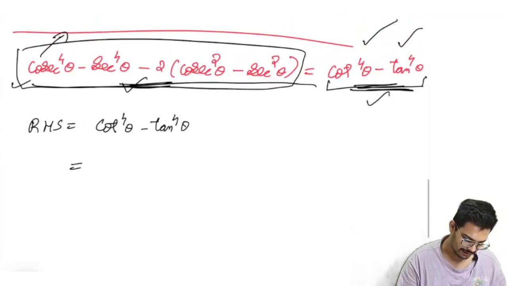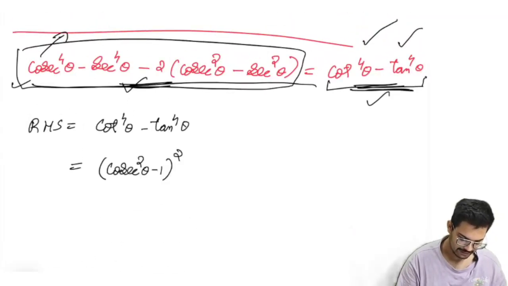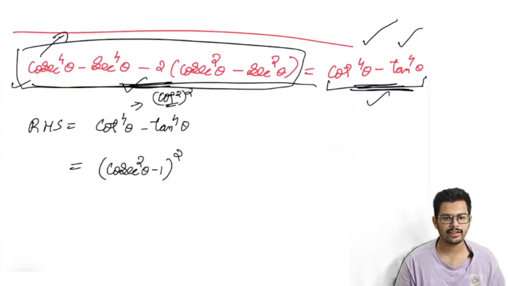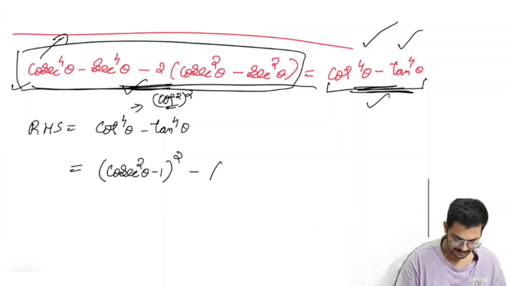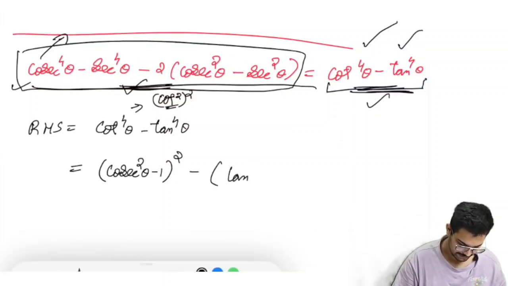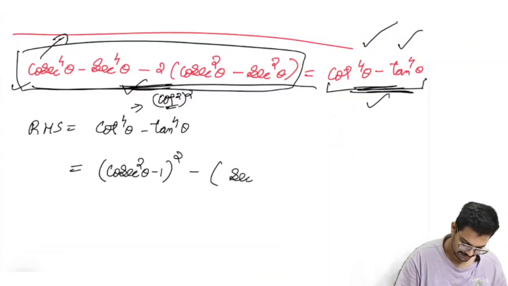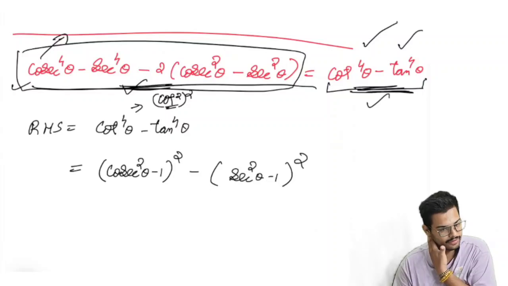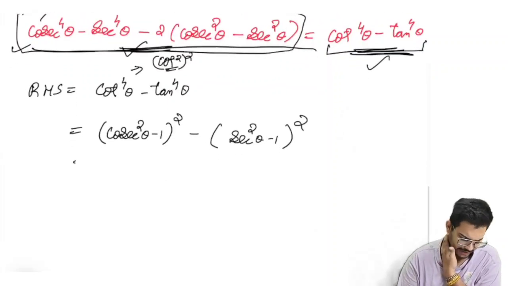So that is why you can convert into cosec square theta minus 1 the whole square, that is, this is cot square theta the whole square. Cot square theta can be converted into cosec square theta minus 1, minus tan square theta, tan square theta can be converted to sec square theta minus 1. Since it is tan raised to 4 theta, you can add a square on the top. Now just open the bracket normally.